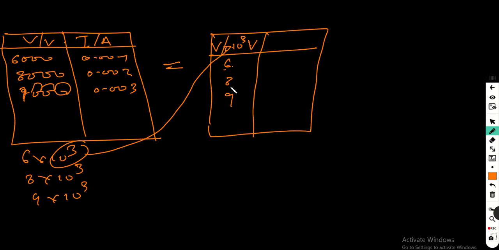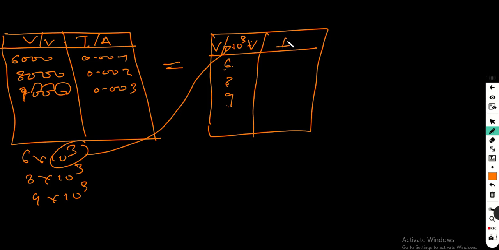How will I read this one? It will be 8 times 10 to the 3 volt. How will I read this one? 9 times 10 to the 3 volt. So you cannot say your answer is 9, or the answer is 8 or 6. You're doing this just to make it easy for you to plot on a graph. It does not mean the value is 6, 8, or 9. The value is 6 times 10 to the 3 volt, whereas 8 times 10 to the 3 volt, whereas 9 times 10 to the 3 volt. I hope it's understood. Okay, good.